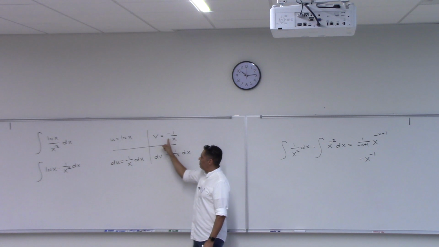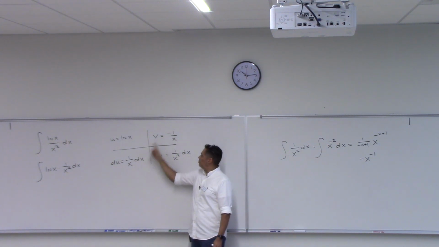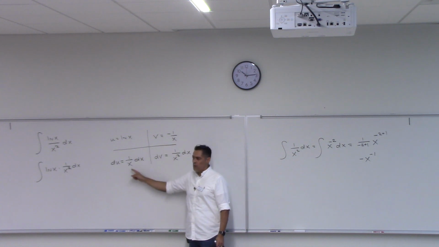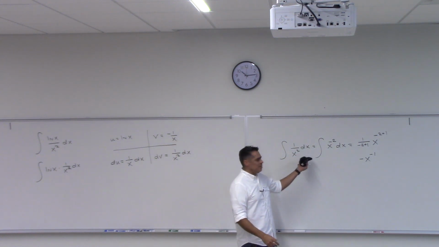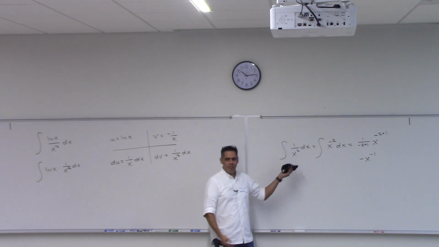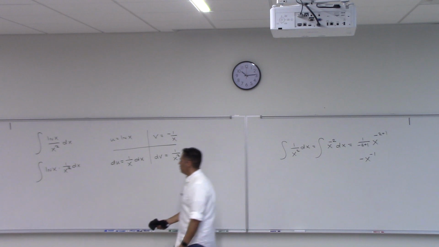And now I'm thinking about voodoo, and I like it, right? Because what's negative 1 over x times 1 over x? Negative 1 over x squared. And wait, didn't we just do 1 over x squared? So we already know how to do that integral. So this is going to be nice.